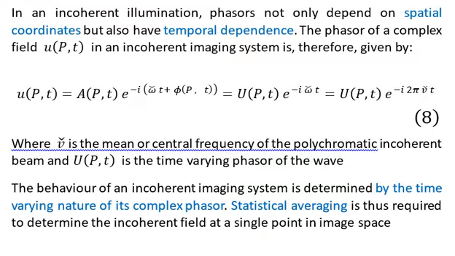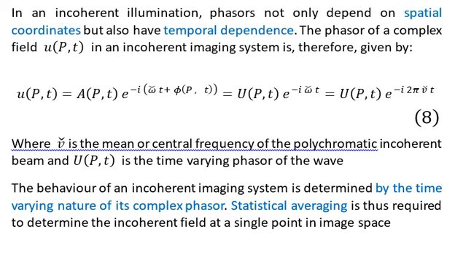Here we also have time dependence. So small u as a function of position and time is equal to capital A as a function of position and time, multiplied by e to the power minus i omega bar t, where omega bar is the average omega, plus phi as a function of position and time. Here we have separated the spatial part of the beam and the time dependent part of the beam.